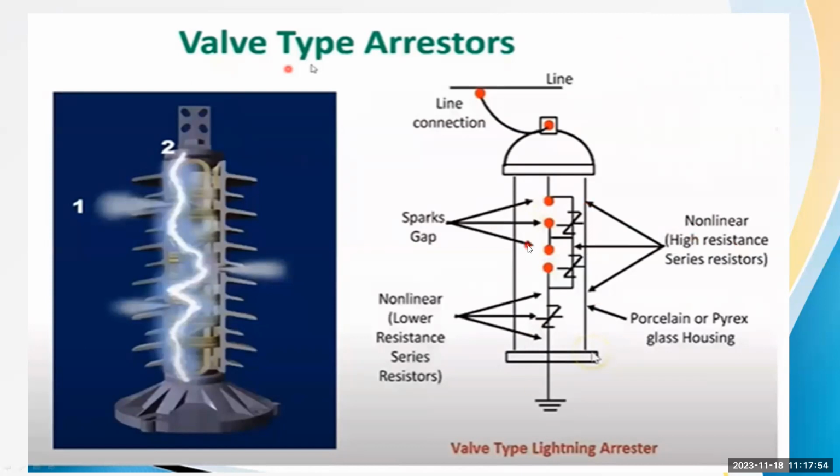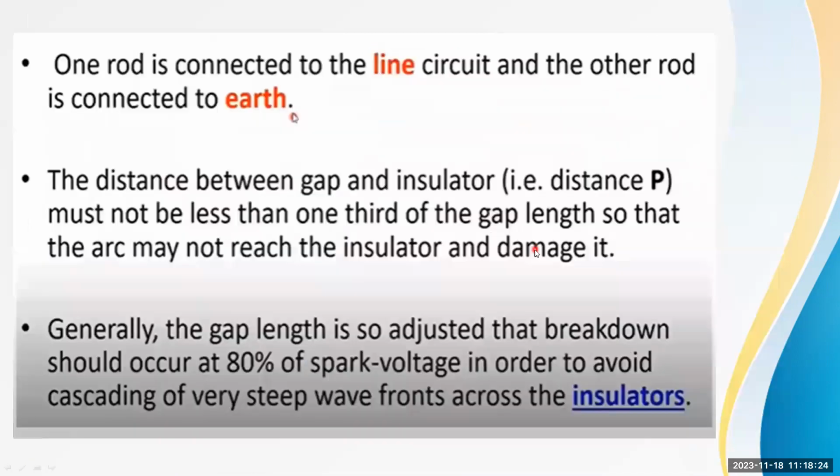Construction is different, but the working principle is the same. When lightning or switching operations take place on the transmission line, the gap will spark and discharge into the ground. It allows the lightning discharge but does not conduct under normal operating conditions. Under a fault, lightning or switching condition, it allows the spark to go to the ground this way. So this is about valve type arresters.